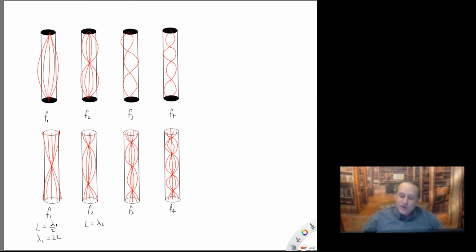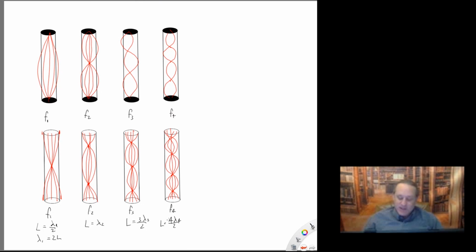In the next case, we have a quarter, another quarter, and then 2 halves. That winds up being 3 halves. So L equals 3 halves lambda. L equals 3 lambda over 2. And in the last case, we've got 3 halves plus the 2 ends with 2 more quarters, which gives us 4 halves. So that's 4 lambda over 2.